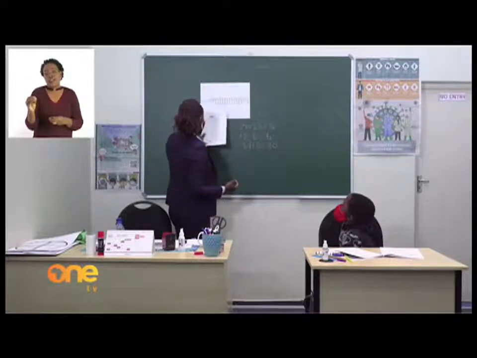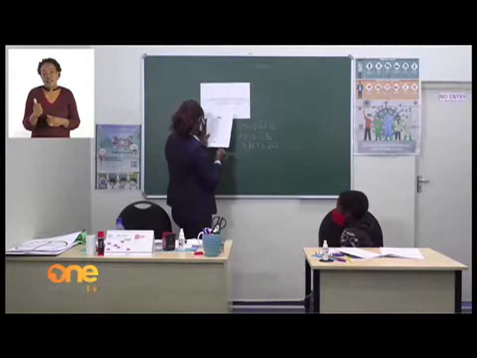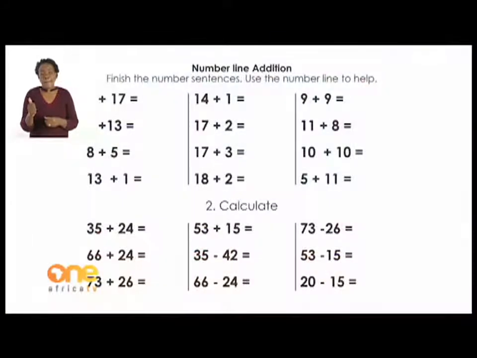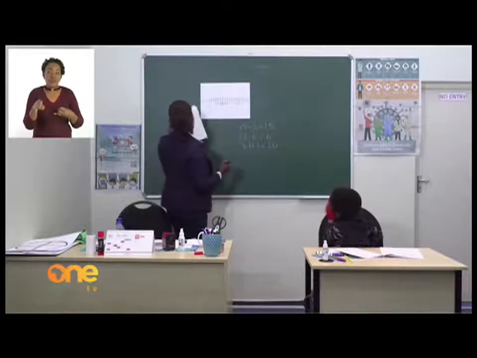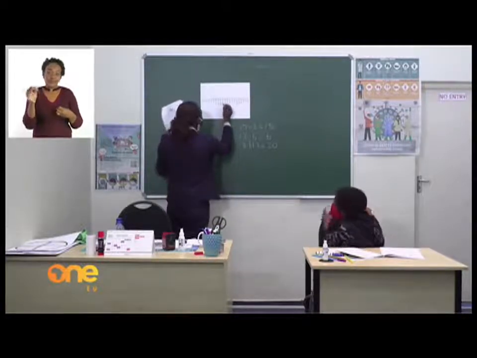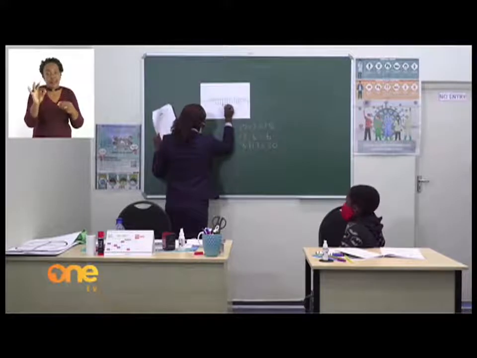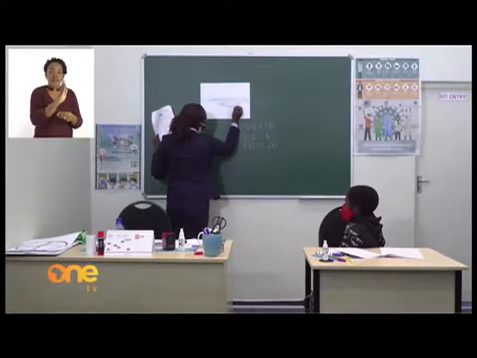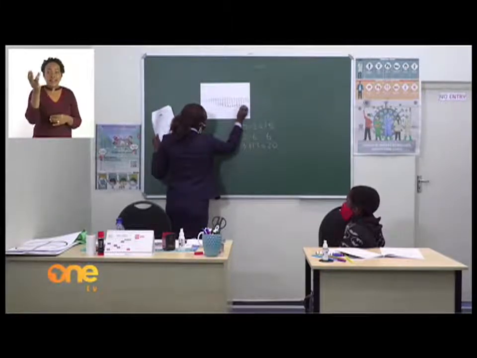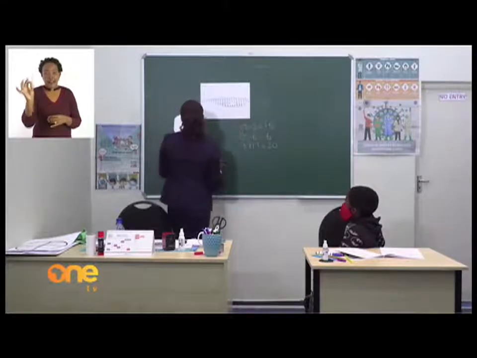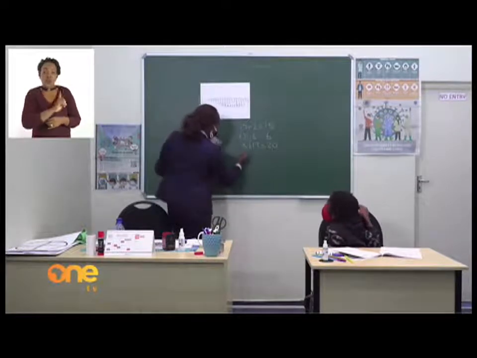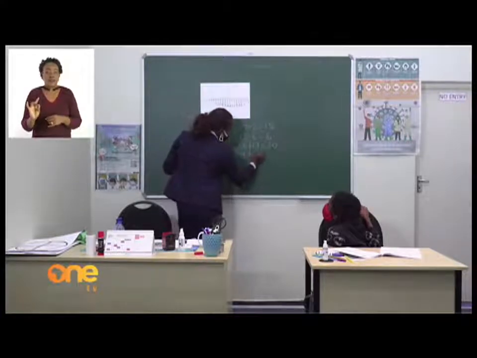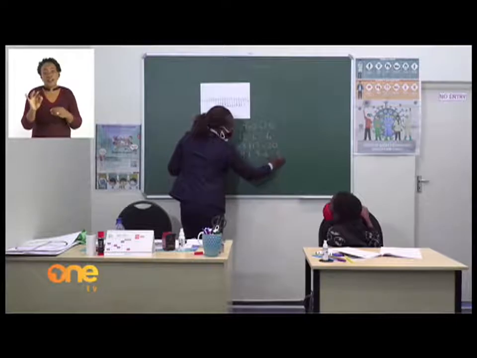Okay. Let me do one more. We can take here 9 plus 9. Okay. We go to the number 9 here. This is number 9. And we add 9 numbers. 1, 2, 3, 4, 5, 6, 7, 8, 9. So the answer is 18. 9 plus 9 equals 18.